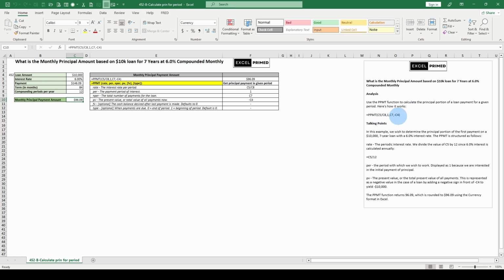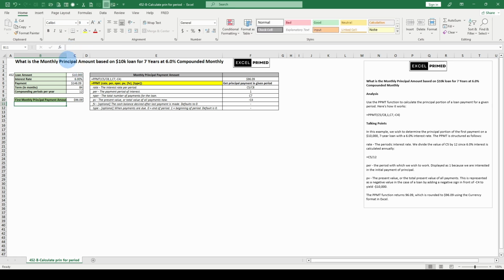Here's how it works. It's the exact same thing as interest, but we're just changing the P from the I. It was IPMT, now it's PPMT. It's a P payment. First payment is going to be $96.09. Let's put that in here.